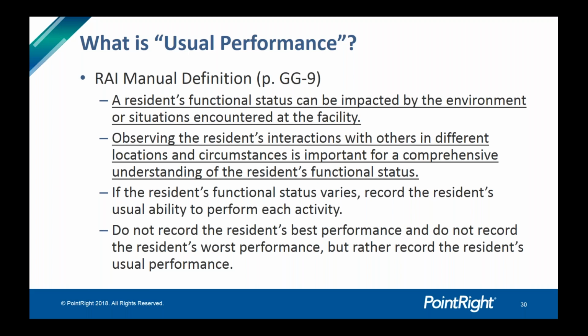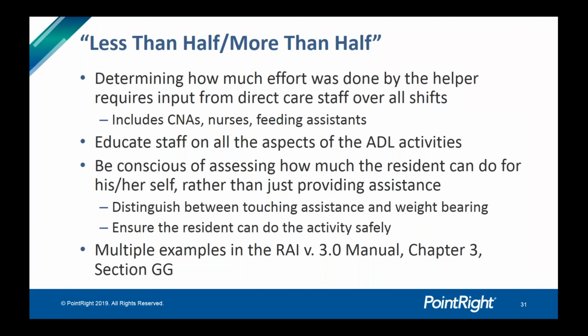Now, if your interdisciplinary team is comfortable with setting a criterion for, okay, what are we going to consider usual performance, then please go ahead with that, because if you've identified a method that really works to pin down usual performance, if it works for you, go with it. But CMS doesn't really give us anything specific in the criteria for what to determine. Now, less than half and more than half might be a little easier once you are familiar with how each of those ADL activities works.